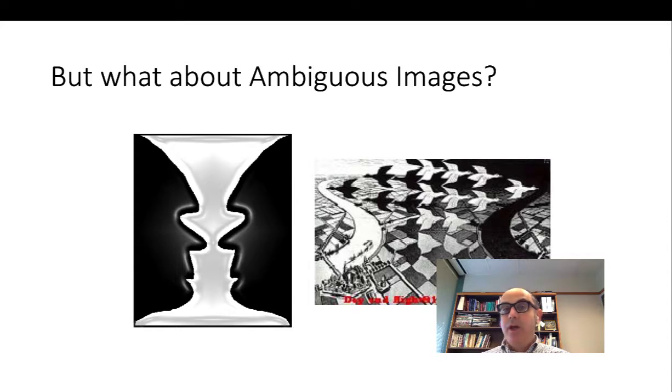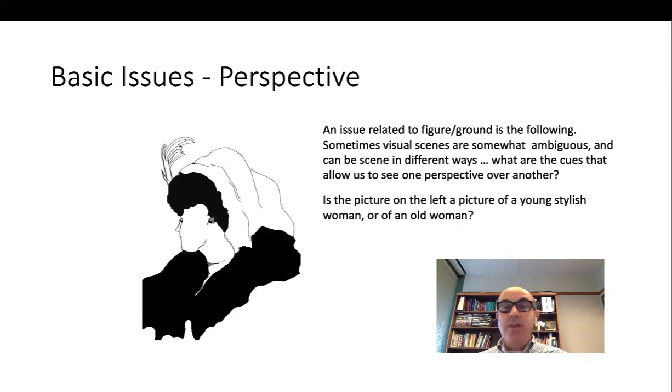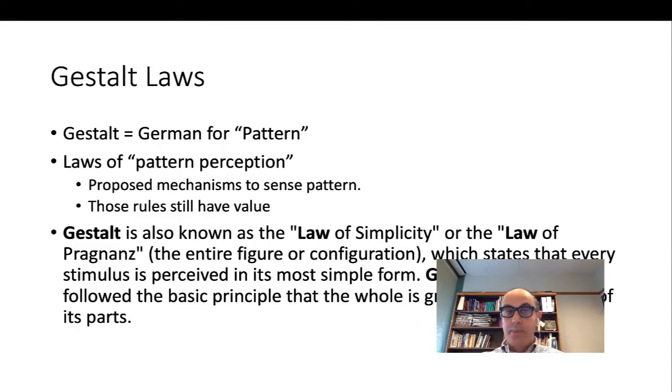What about ambiguous images? What do we do with that? How do we read into it, and what does it make sense? The issue is we sometimes do not see the full picture of the image or the visual, so the brain makes up the issue and gives us an interpretation. In this case, is the picture of a young stylish woman, or is it an old woman? We do not know. That's one of the things that the Gestalt laws came up with.